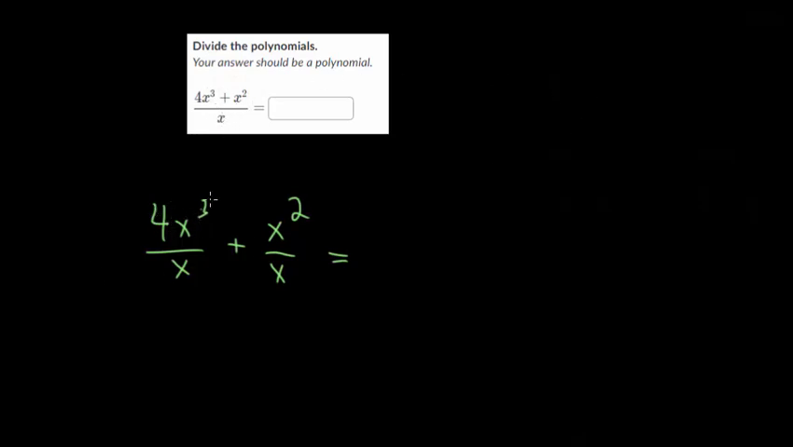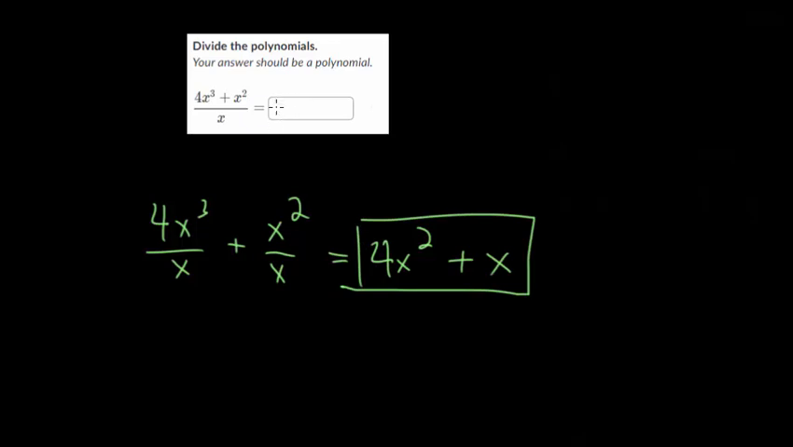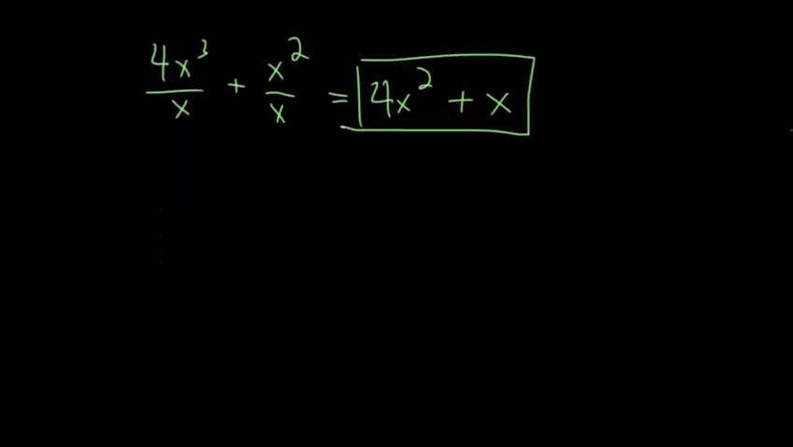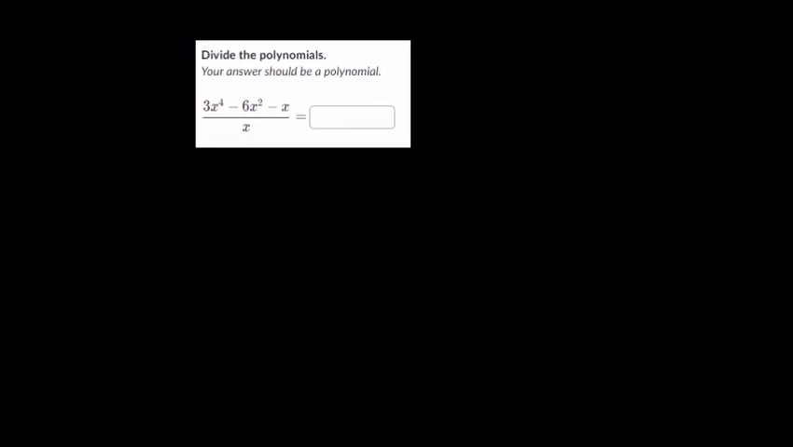So for here, x cubed divided by x would be x squared. And the 4 just carries along. The numbers are just going to move along because we're not dividing by like 2x or anything like that. So here we have x squared divided by x, which is just x. One of them will cancel out. So in the box, we can put 4x squared plus x. And let's do one final question.